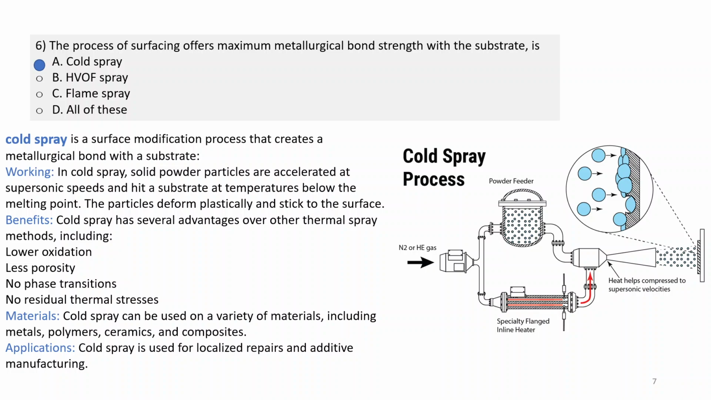Some of the benefits: it has several advantages over other thermal spray methods such as lower oxidation, less porosity, no phase transitions, no residual thermal stresses. And the materials: cold spray can be used on a variety of materials including metals, polymers, ceramics and composites. Applications: cold spray is used for localized repairs and additive manufacturing. And here is the schematic for the cold spray process.